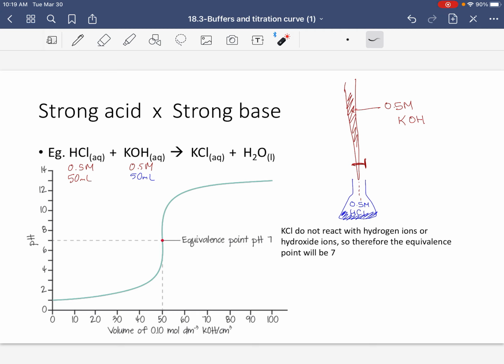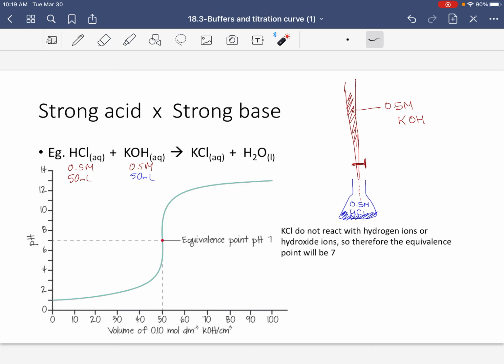But let's just say you continue to add more and more and more base. Obviously, you're going to have more KOH, an excess of KOH. An excess of KOH means an excess of OH. An excess of OH means basic. So as you can see, if you decided to go over the equivalent point, the pH will have a sharp turn right here, and you're going into the basic route. It's going to get more and more basic.